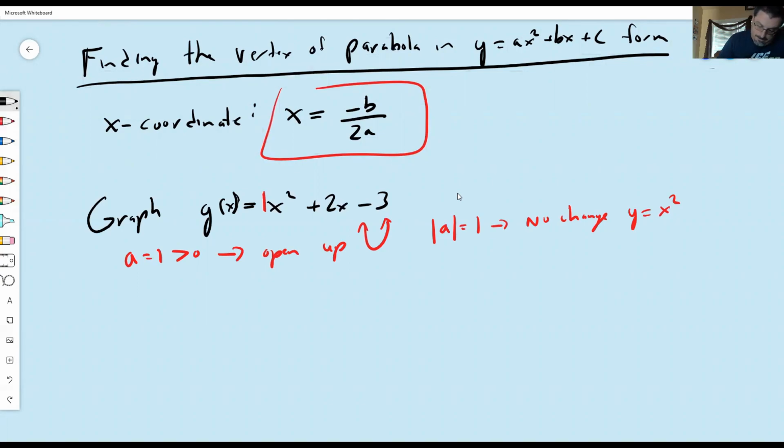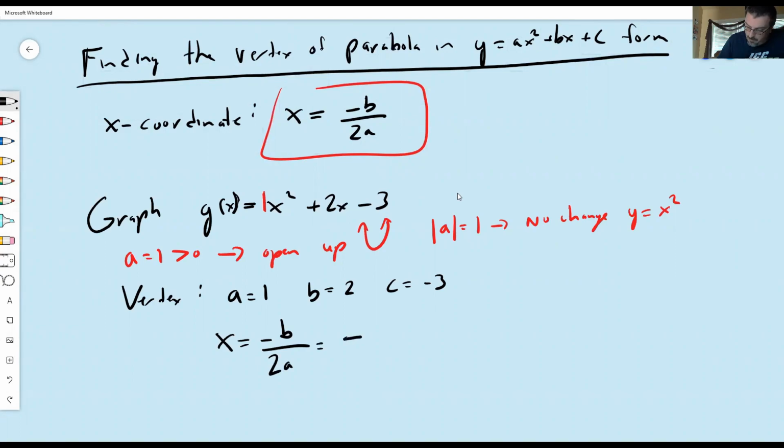All right, vertex. First thing I make note of, a is 1, b is 2, c is minus 3. So x equals minus b over 2a. So b is 2, so minus 2 over 2 times a, which is 1. So minus 2 over 2, which is minus 1. There's our x-coordinate.